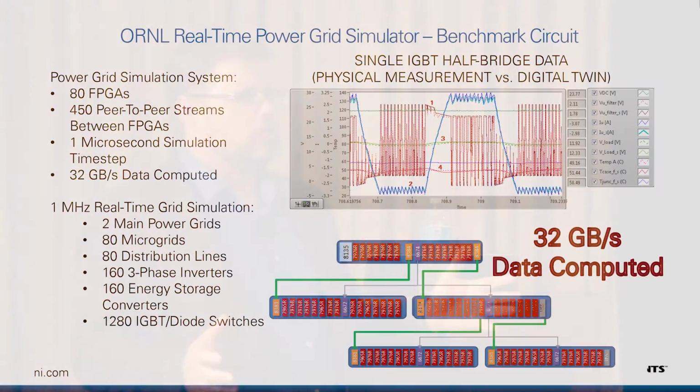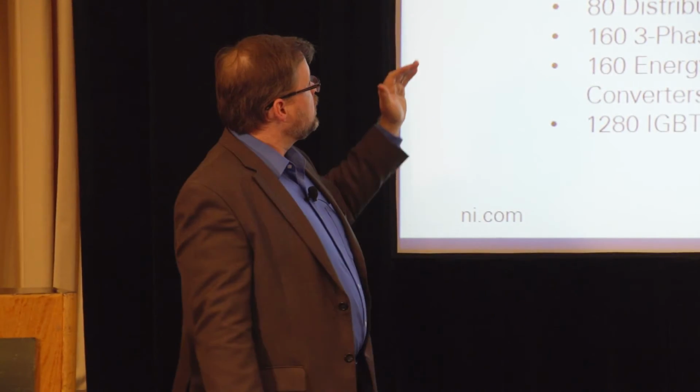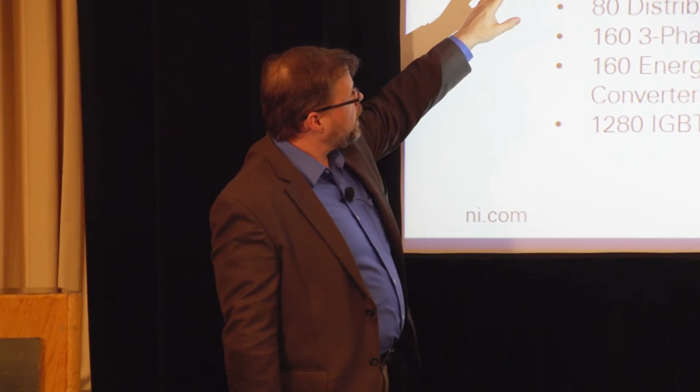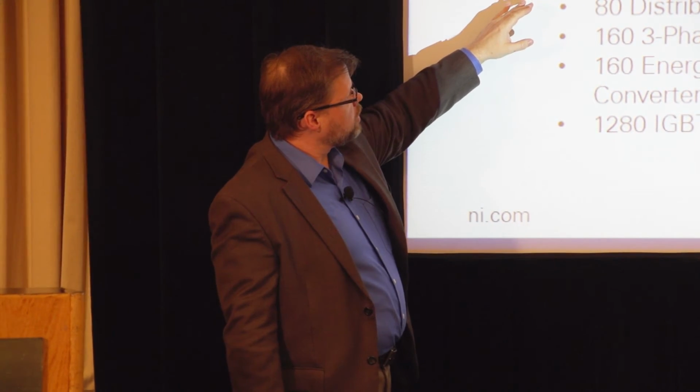The current system that they have deployed and they're using is 80 FPGAs in parallel exchanging data using peer-to-peer streaming. 32 gigabytes per second is being computed in this system. And it's simulating 2 power grids, 80 microgrids, 80 distribution lines, and it's actually 480 three-phase inverters. They just scaled it up since this slide was created.